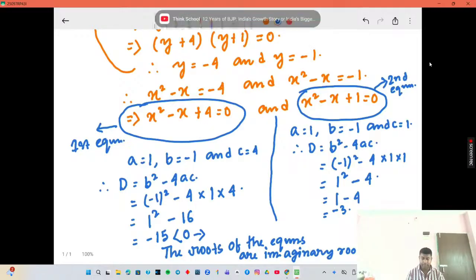Therefore, here the real roots do not exist in this equation. As we can see that the discriminant of this equation is negative, and if we get the discriminant of the equation less than 0, then we can say that the roots of the equations are imaginary roots. No real roots of the equation exist. Have you understood what I have told now? If you have any question, then you can ask me in the chat box.